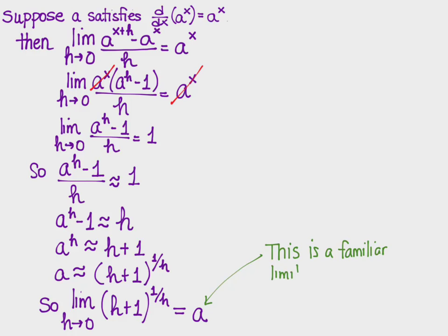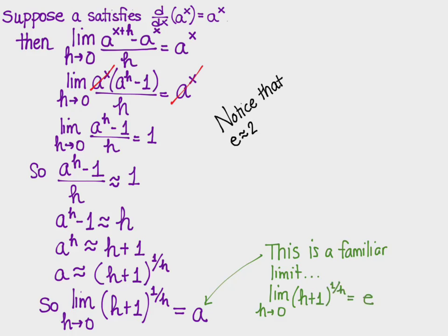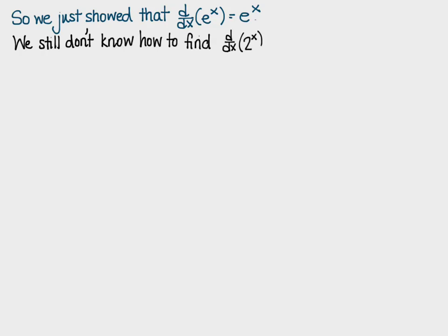We know what this limit is. This is a familiar limit for us. This limit goes to the value e. So notice that e is approximately 2.71828. So just as we assumed, e is between 2 and 3. So we just showed that d by dx of e to the x is actually equal to e to the x. But we still don't know how to find the derivative of 2 to the x or 3 to the x.